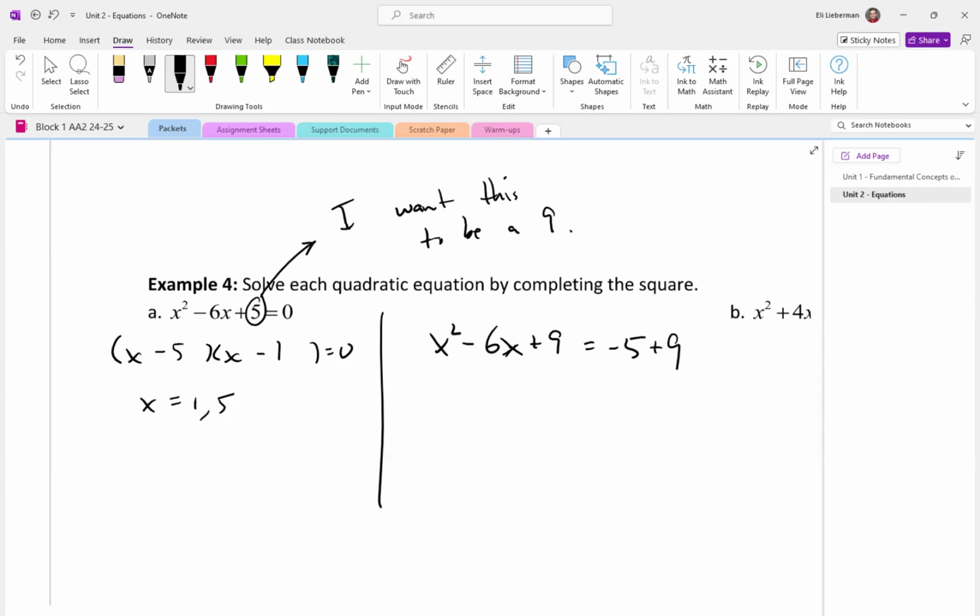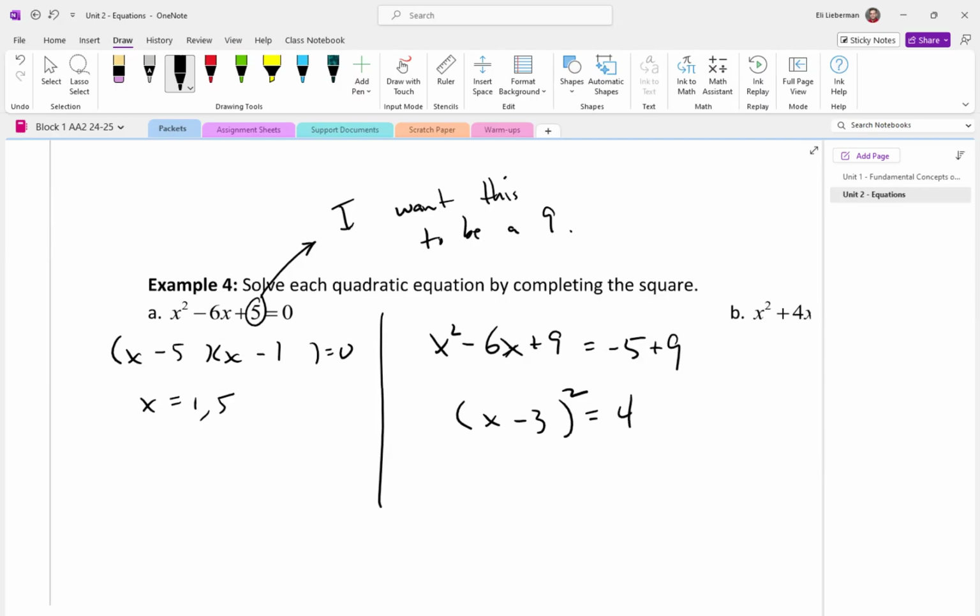If it's a constant, move it to the other side and complete the square like I've done here. The results are the same. How am I going to rewrite that left side? It's a perfect square trinomial, so I can rewrite it as x minus 3 squared equals 4.